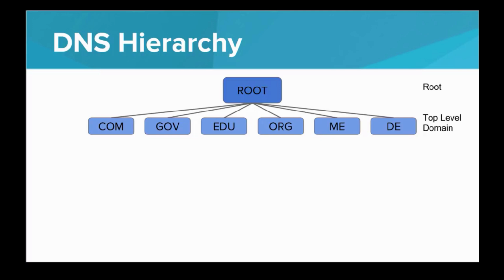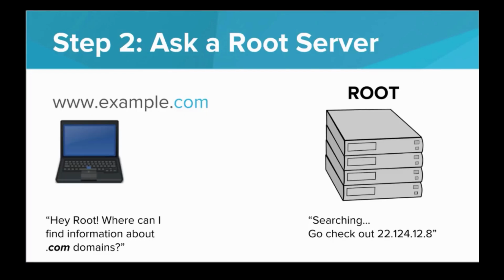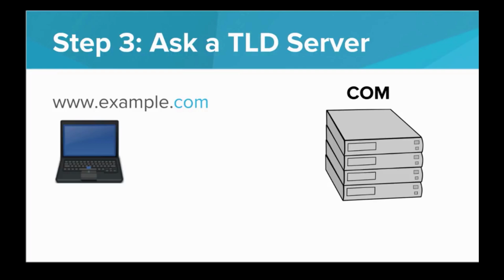And so the root servers only know where to find the top-level domain servers. So your computer will go to a root server and say, hey root, where can I find information about .com domains? And the root server looks over all of the top-level domains, finds the com top-level domain, and says, hey, go check out this IP address. So now we have an IP address for a com name server. Now that we have that, we can go to the com top-level domain server, or TLD server.